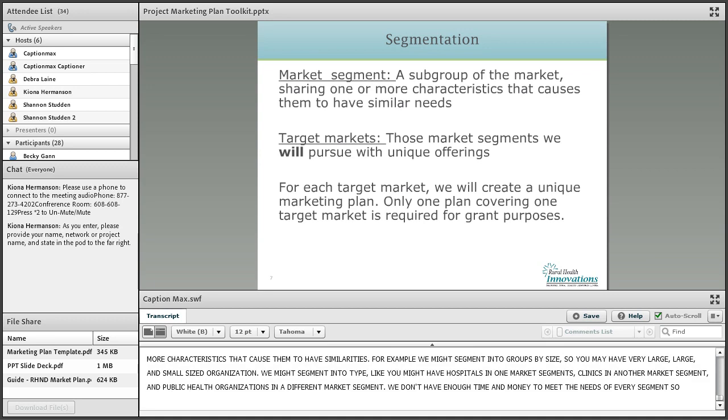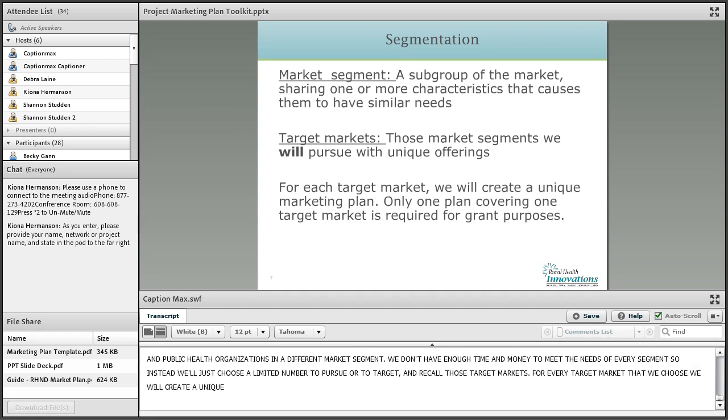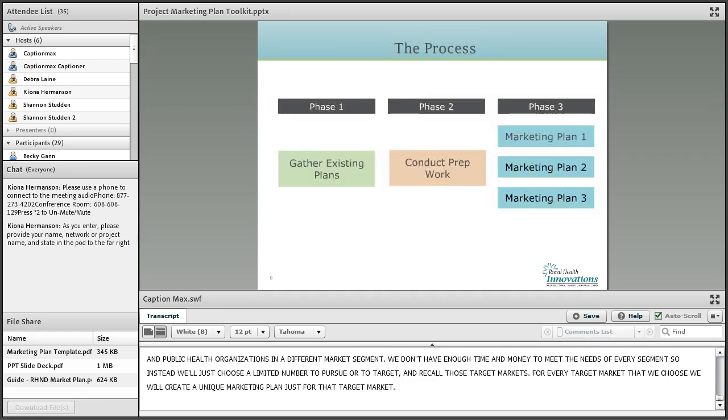We don't have enough time and money to meet the needs of every segment, so instead we'll just choose a limited number to pursue or to target, and we call those, magically, target markets. For every target market that we choose, we'll create a unique marketing plan just for that target market.